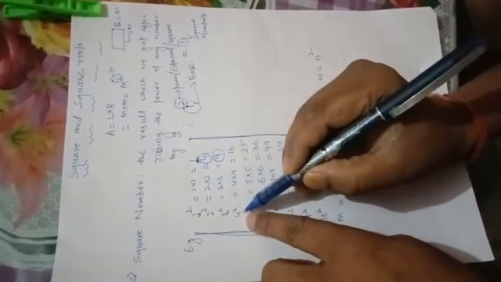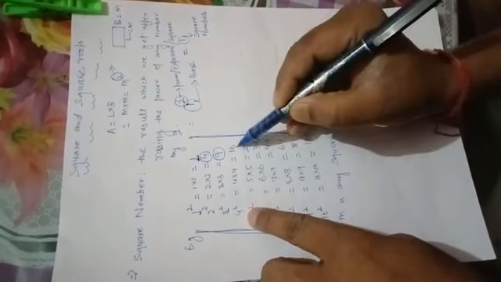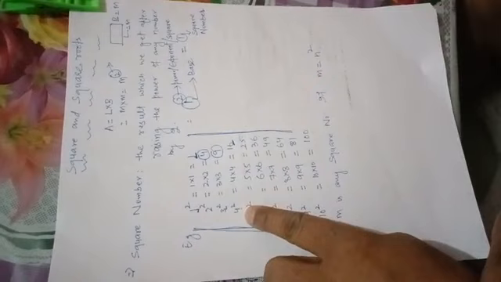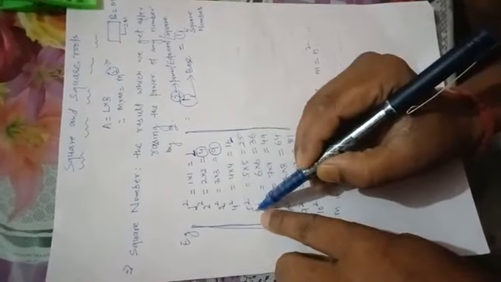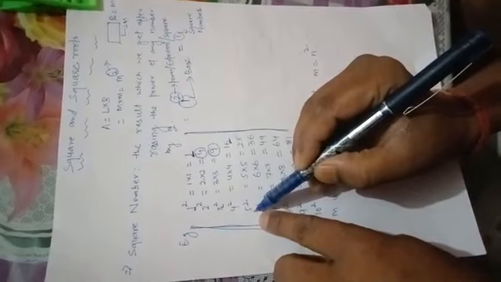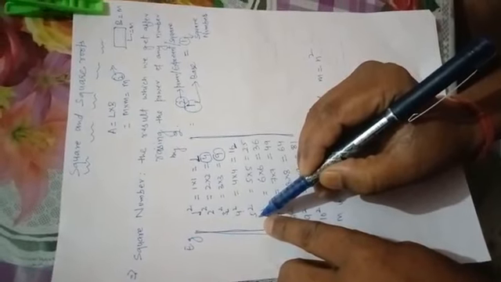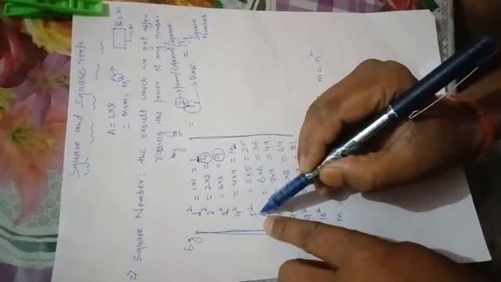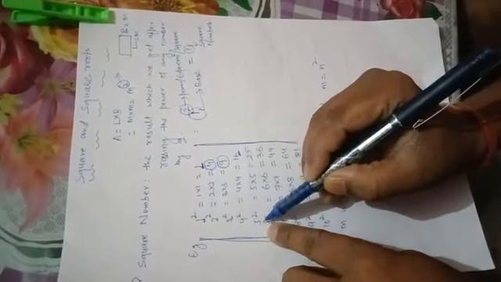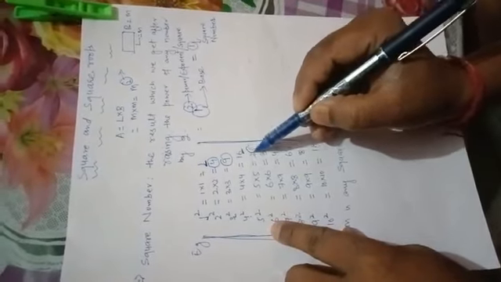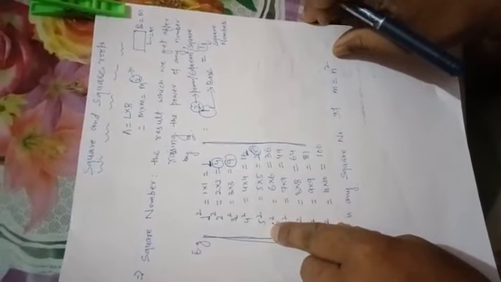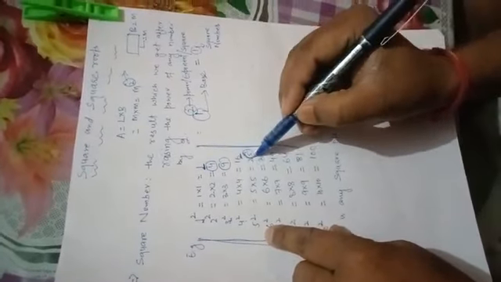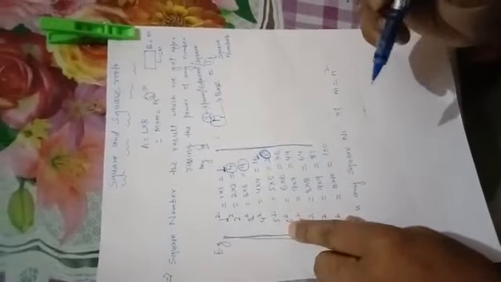When the digit at one's place is 4, we get 6 at the digit at one's place of the square number. When the base has 5 at its one's digit, we get 5 at the digit one's place in the result, or in the square number.